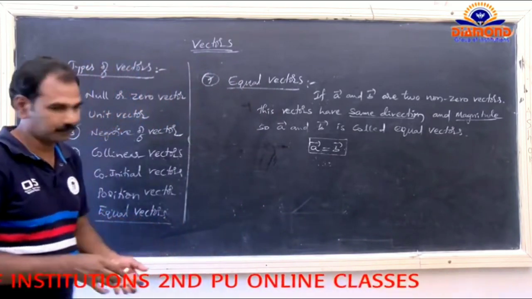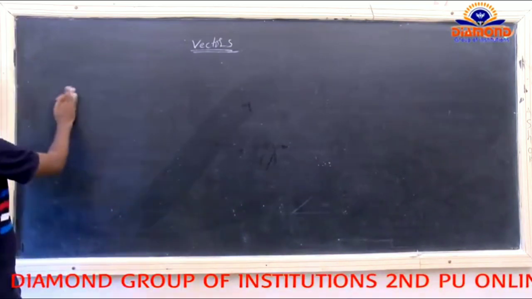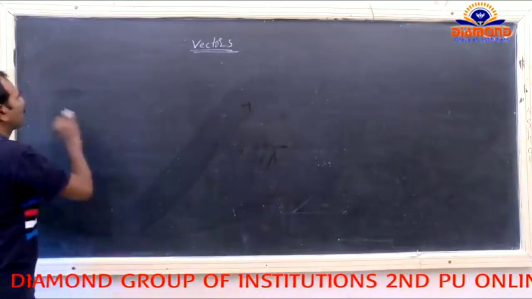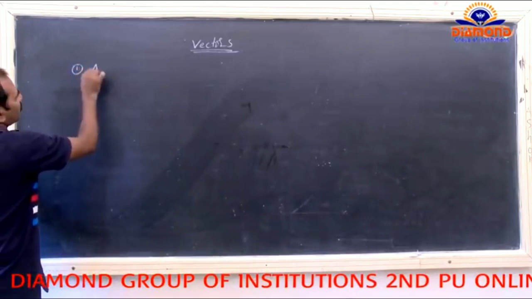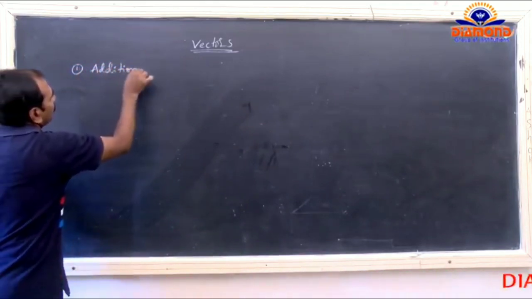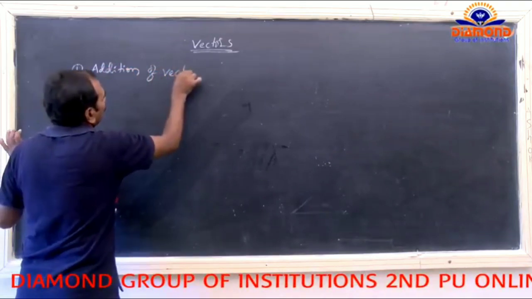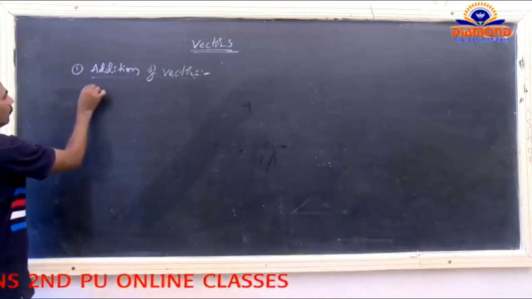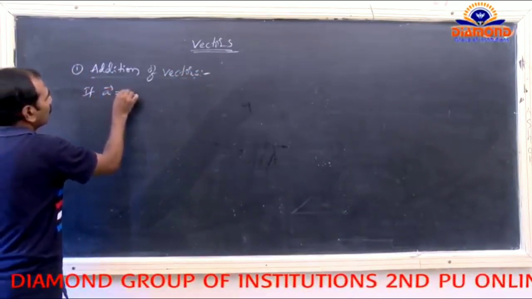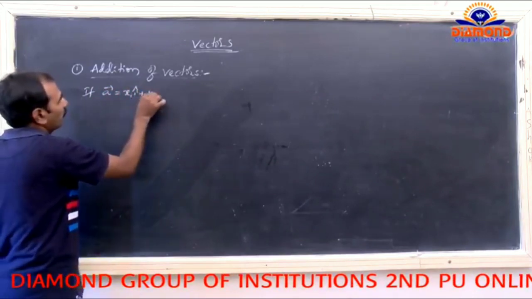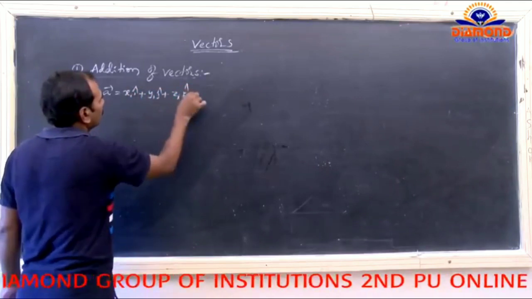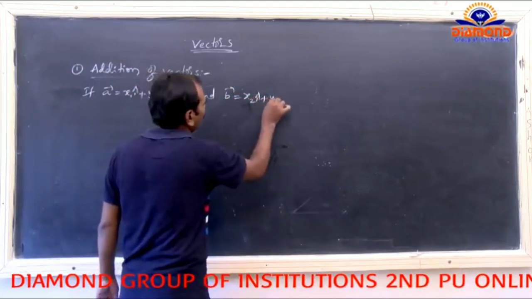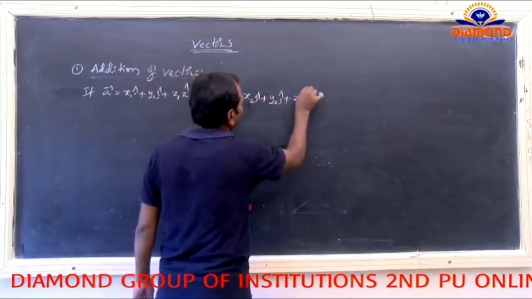Next of all, we discuss addition of the vectors, subtraction of the vectors, and multiplication with a scalar. Okay. These three discussions. So first of all, addition of vectors. So simple. If A bar equal to x1 i cap plus y1 j cap plus z1 k cap and B bar equal to x2 i cap plus y2 j cap plus z2 k cap.